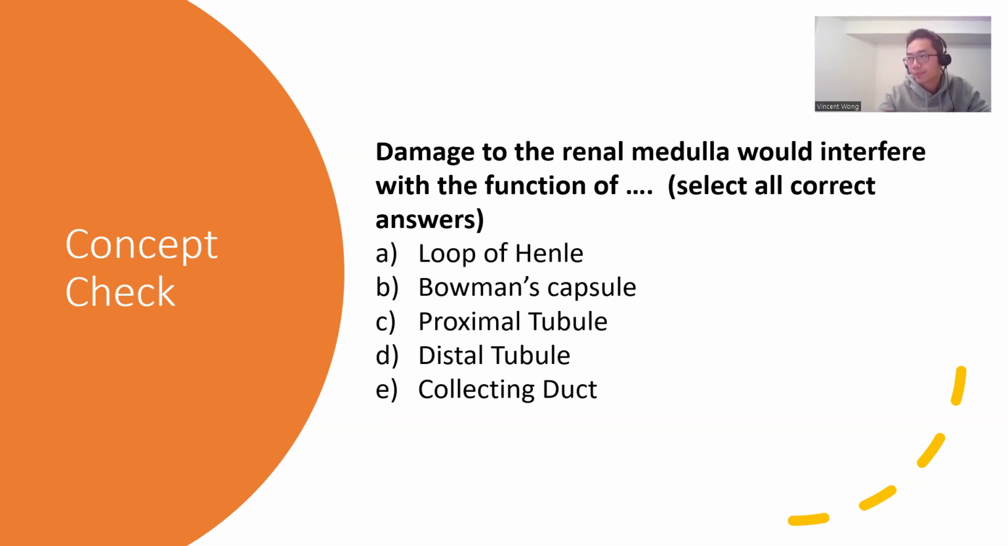Is that all? Anyone else? Okay, so damage to the renal medulla. Basically, this is asking you which part of the loop of Henle is in the medulla. So there's the loop of Henle, and then there's the collecting duct, right? All these things are in the cortex, so they're not going to be affected.